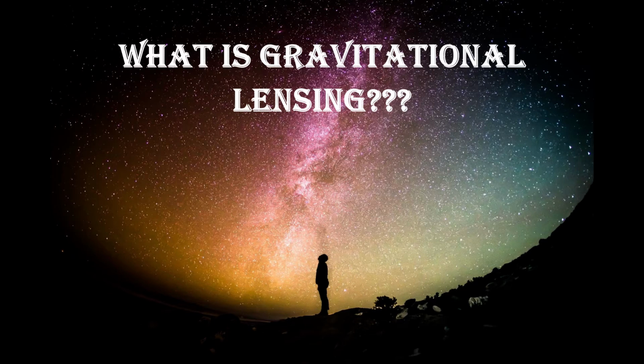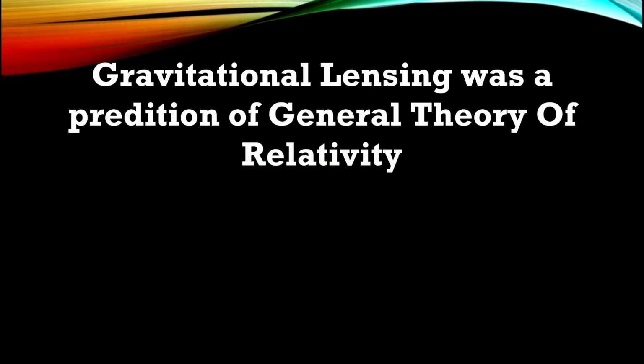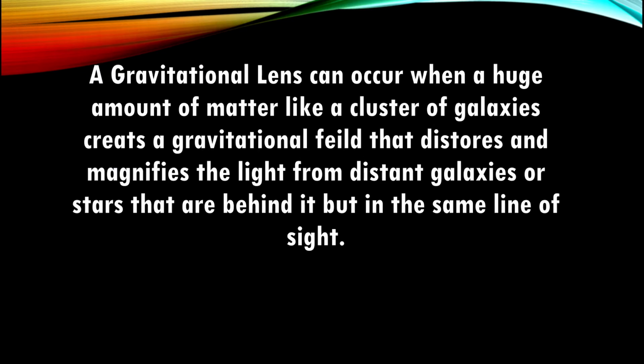What is gravitational lensing? Do you know? Gravitational lensing was a prediction that was put forward by the General Theory of Relativity. A gravitational lens can occur when a huge amount of matter, like a cluster of galaxies, creates a gravitational field that distorts and magnifies the light from distant galaxies or stars that are behind it but in the same line of sight. Okay, don't get confused.